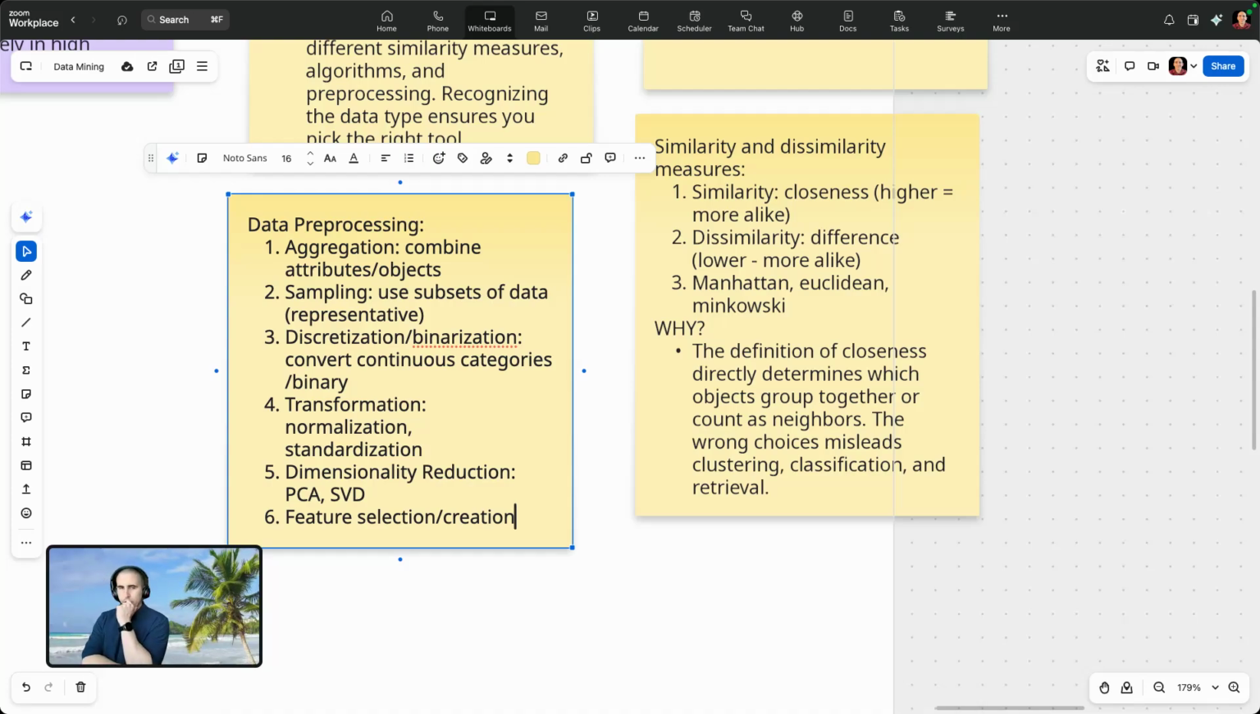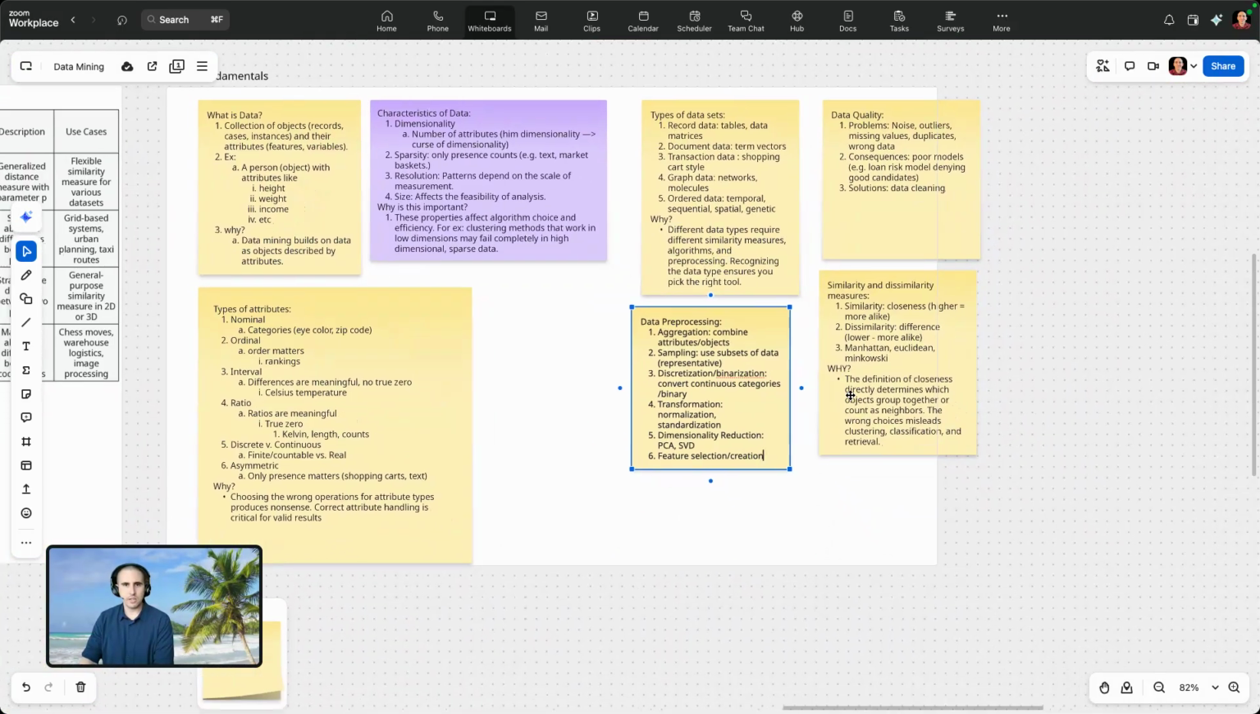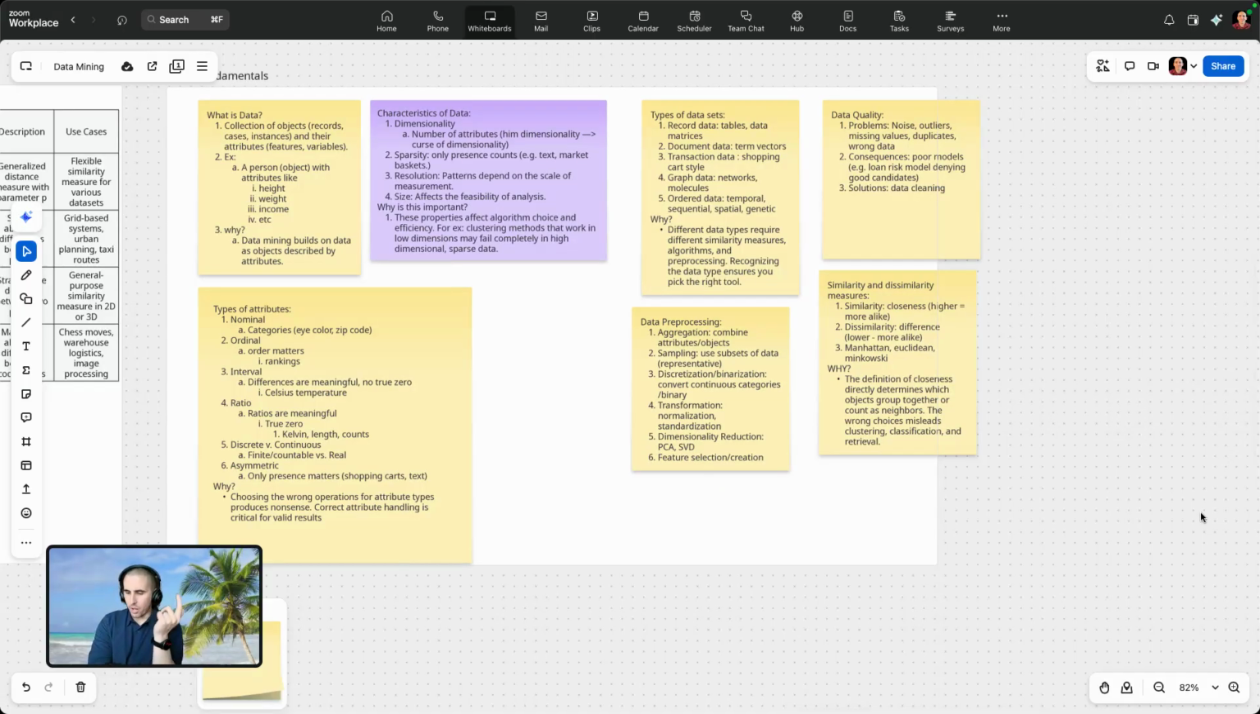All right, the key takeaways of this whiteboard, and I'm just going to zoom out: know your data, the attributes, your objects, your quality. Pick the right similarity distance measure for your problem. Pre-processing is not optional; it's essential. And high-dimensional data requires special strategies.